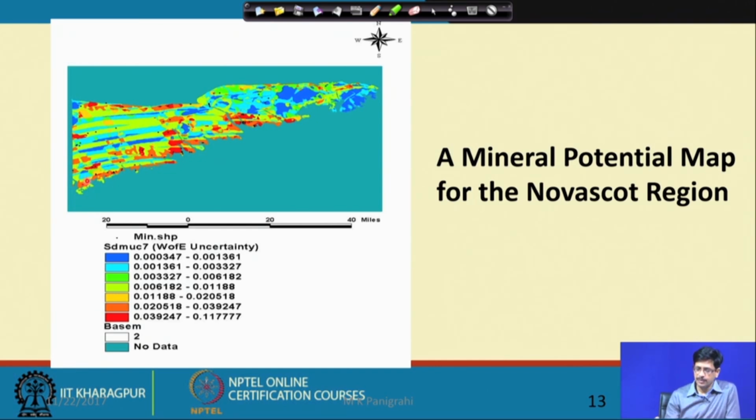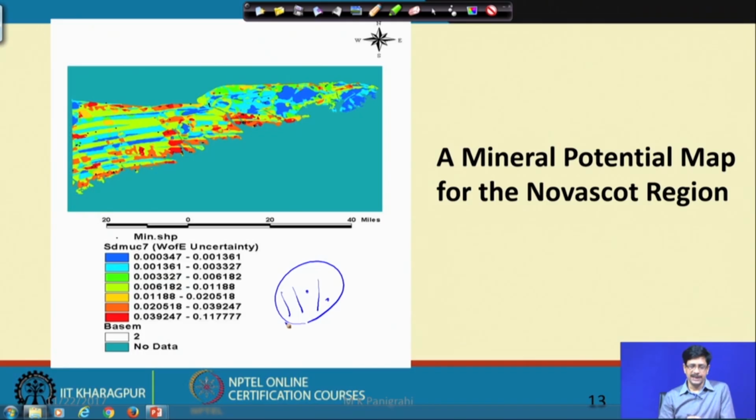what is produced here is a map which looks like this: the mineral potential map of the region, where the probabilities are scaled from very low values of 0.000347 to coming to 0.03 to 0.1. So, 0.1 necessarily means that it is about 0.11. So, that means just about 11% in terms of the probability.